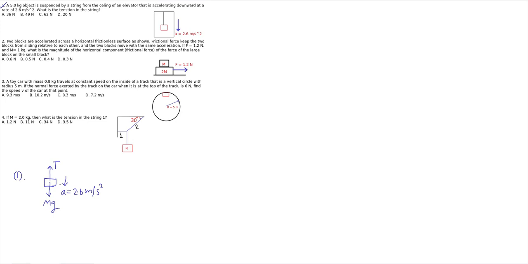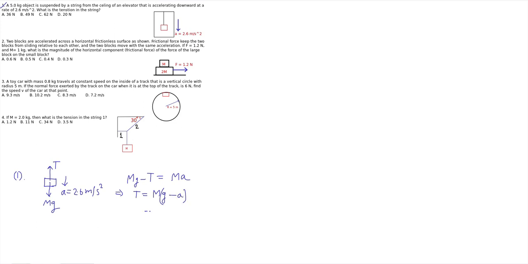So you know the direction in which the block is moving, so in that direction the net downward force will be mg minus T, and according to Newton's second law this should be equal to mass times acceleration. So you can put the values and you can calculate the tension force T easily from here. So T will be equal to m times (g minus a).